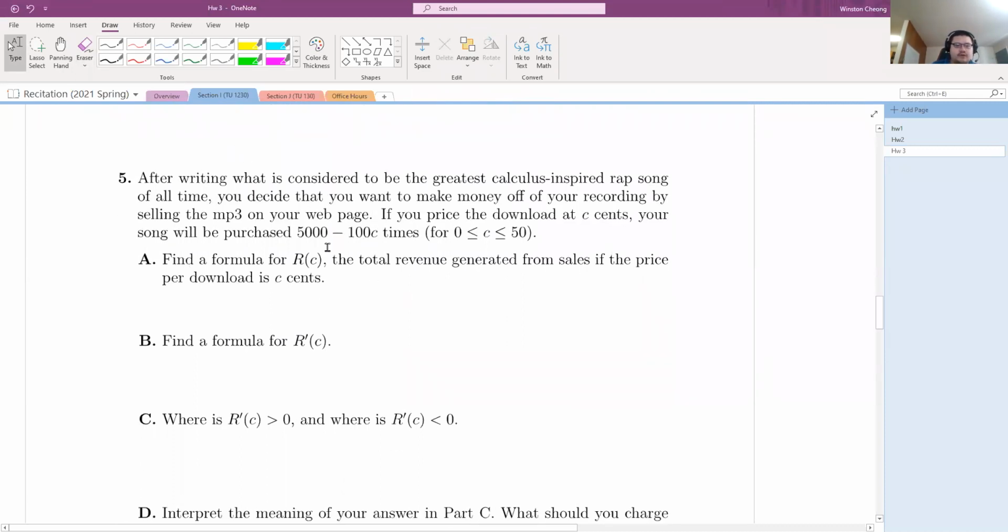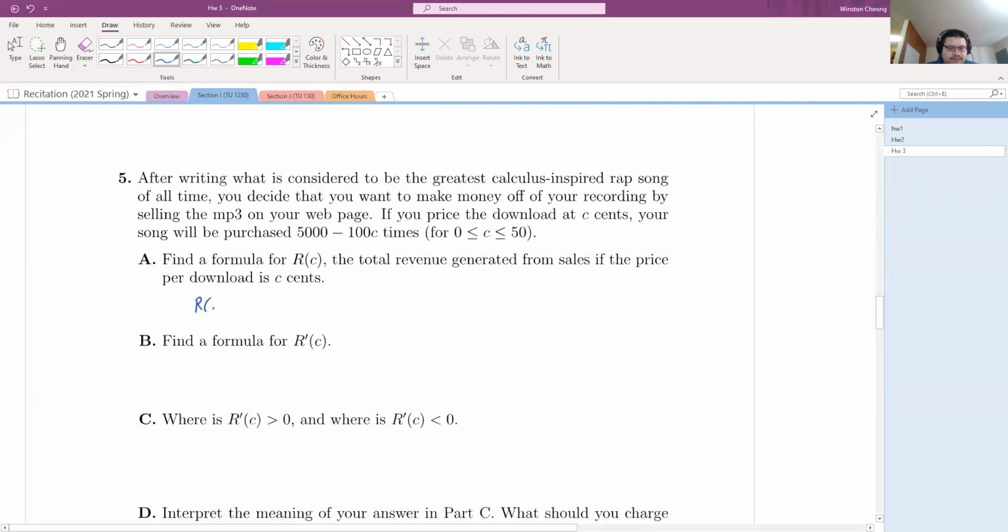So 5A. When you read this problem, maybe I'll read it to you. You price your download at C cents, and if you price it at C cents, your song will be purchased this many times. And you want to create a formula for the revenue. Revenue, hopefully you know, is a real world concept: price times quantity. That's how much money you actually generate.